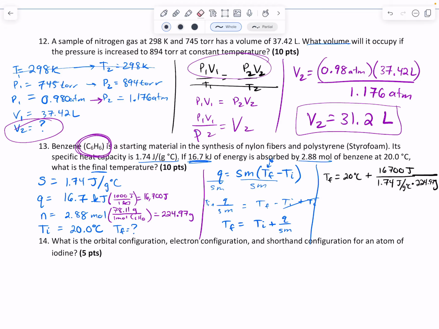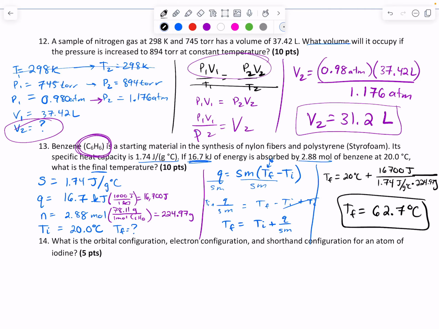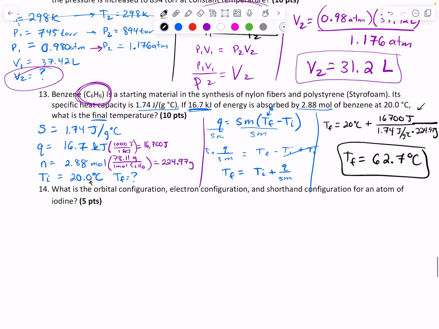Put all of that into your calculator and you should get a T final equal to 62.7 degrees Celsius. Okay, and that is the right sig figs. We're looking at place values and that's the tenths place. And you're going to get more than the tenths place over here, and so you're going to round it to that tenths place. All right, this is a specific key problem. Q equals SM delta T.